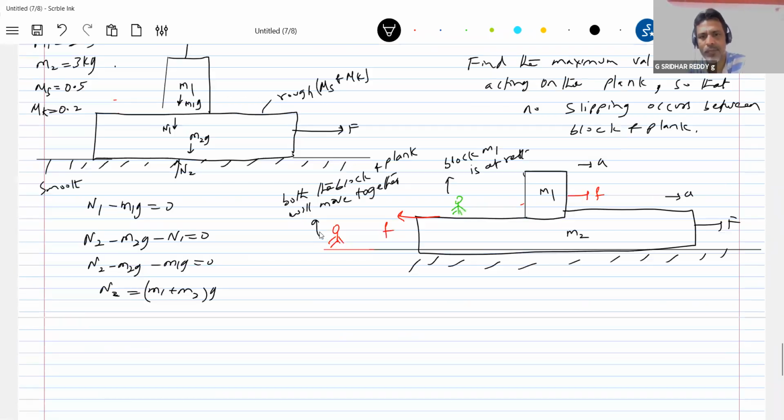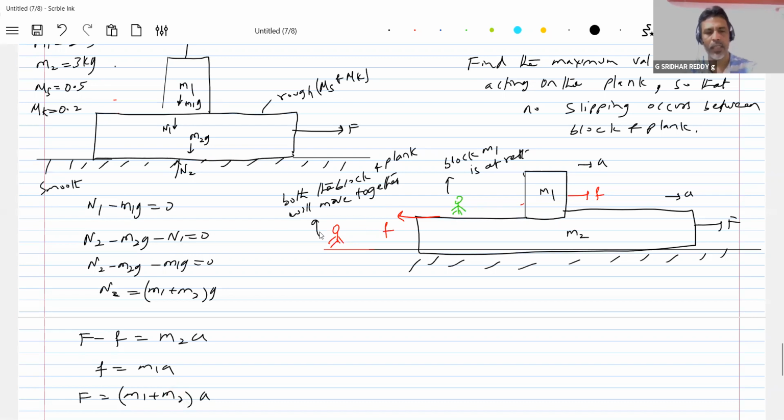Okay, let's write the equation. So this should be F minus f equal to M2 a. Then on the block, f equal to M1 a. I'll add these up: F equal to (M1 plus M2) a. I think in fact it's true, no? The friction will become internal to the system. For the person on the ground, what will happen to the friction? The friction will become internal to the system. You will say that the net force acting on the system is the applied force F. Got it? Then the acceleration of the system should be F by M1 plus M2. Then the expression for acceleration is this much.